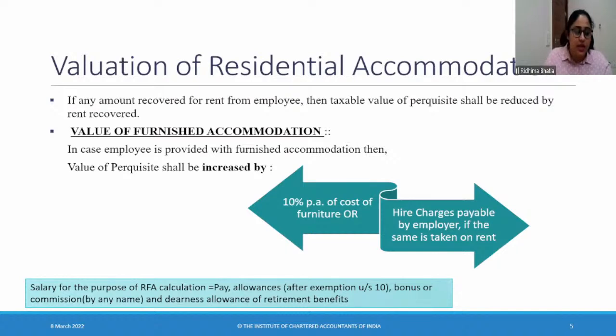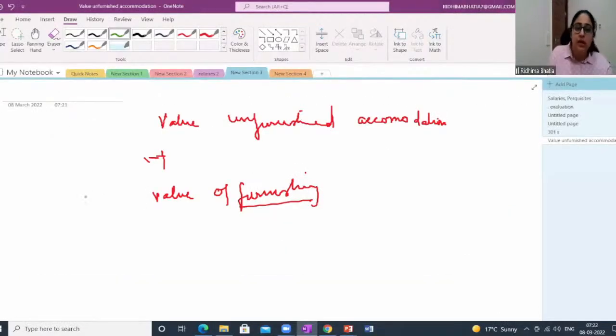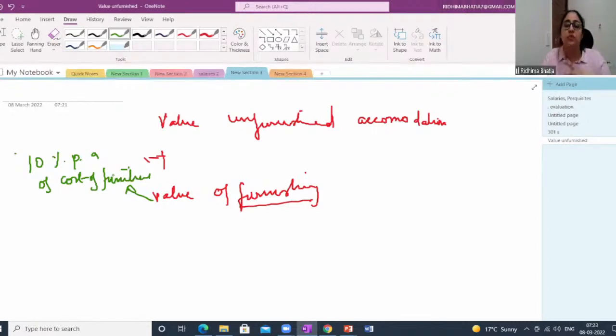In that case, you will add every year in perquisite 10% per annum of the cost of furniture. Even if that furniture is 5 years old or 6 years old, 10% of cost every year would be added in perquisite, because it is assumed that 10% every year gets depleted. But obviously we're not sitting and calculating written down value. 10% of cost every year would be taxable as perquisite.